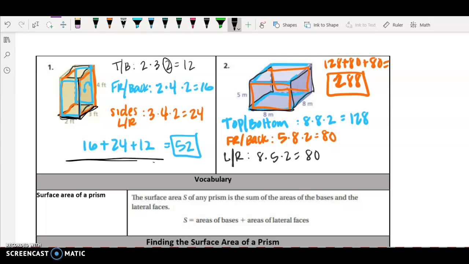that's in blue. Down here we have top and bottom. My bottom is an 8 by 8. So 8 times 8 times 2, which is 128. My front is an 8 by 5, and that's also my back, so I'm going to multiply by 2. 8 times 5 times 2 is 80. And then my left and right, these side pieces over here, the bottom section is 8, so that's also 8 on that side. So 8 times 5 is 40, times 2 is 80. Then we add them up, and we get 288.